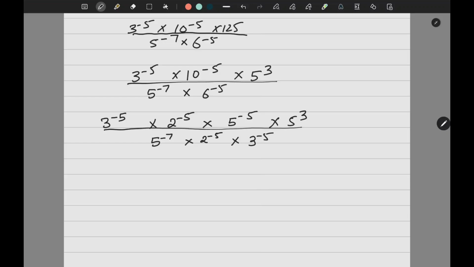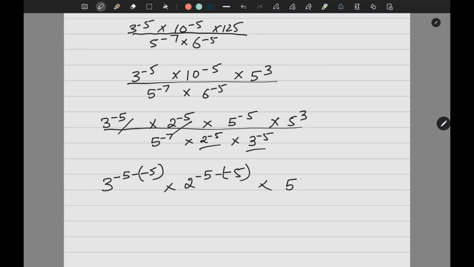Okay. Now start collecting. First power of 3. So first power is minus 5. Any other 3 in the numerator? No, I don't have any 3. Any 3 in the denominator? Yes, but it is in denominator. So I should write minus of minus 5. Okay. Then 2 to the power minus 5. Any 2? Yes, I have minus of minus 5. So this 2 is gone, this 3 is gone, 2 is gone.